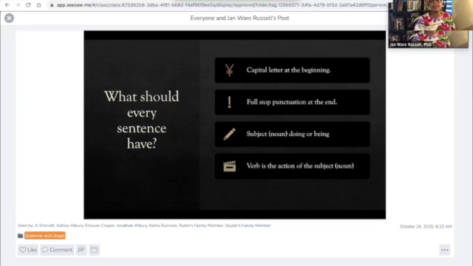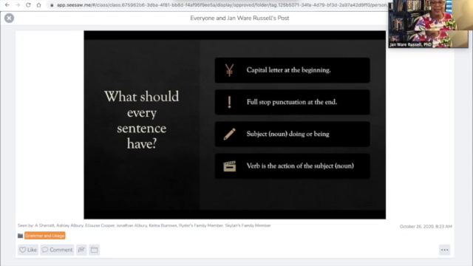And yes, we said that each sentence should have a capital letter at the beginning and a full stop in punctuation at the end. However, those could be a setup because even though you might have a capital letter at the beginning and a punctuation at the end, it may not be a full sentence unless it has a subject. Remember, the subject is the noun doing or being, and it also must have a verb, which is the action. So it has to have the subject, the noun, doing something or being something.